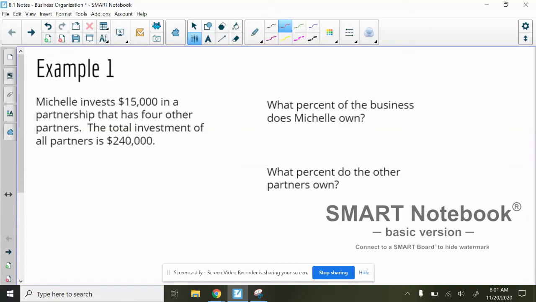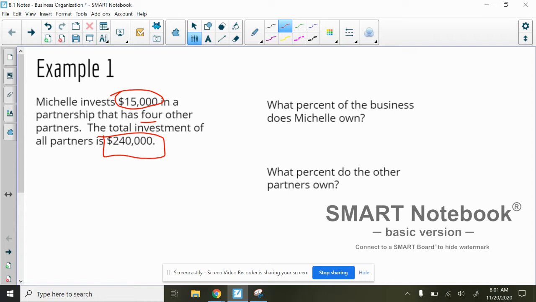Looking at example one about this business partnership. Michelle invests $15,000 in a partnership that has 4 other members. The total investment of all the partners is $240,000. So first we're going to answer what percent of the business does Michelle own?